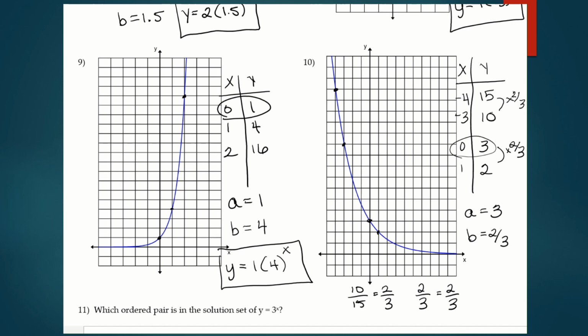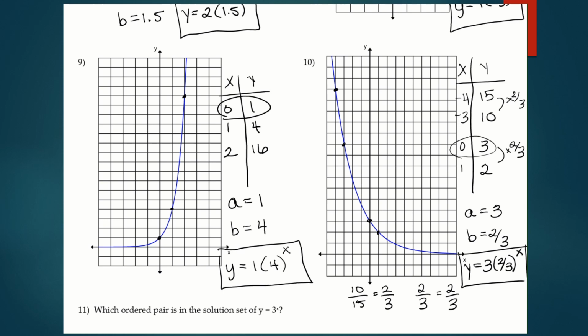All right, so writing our equation, filling in A and B and raising it to the power of x. We have our final equation for number 10, which makes sense. Our B value being 2/3, it's between 0 and 1. We know that this is a decay graph because from left to right, our graph is decreasing.